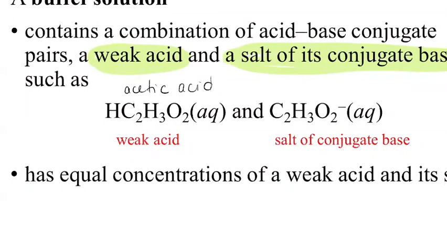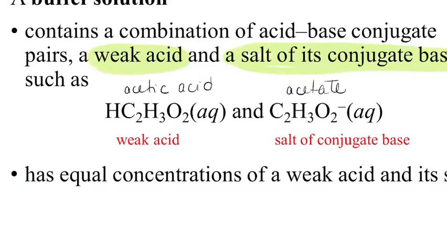Now, the conjugate base of acetic acid is when acetic acid loses a hydrogen. And when acetic acid loses a hydrogen, then it's going to have the following chemical formula, C2H3O2. And this is acetate.